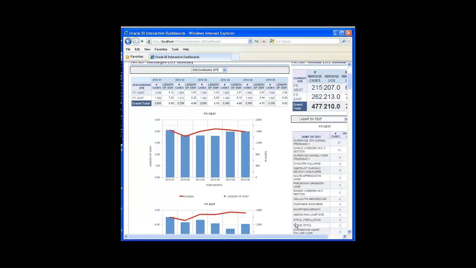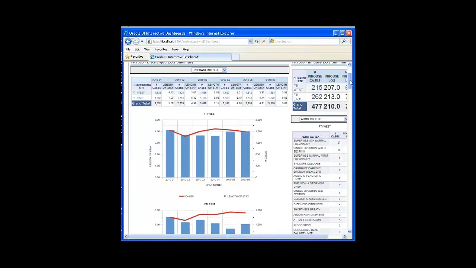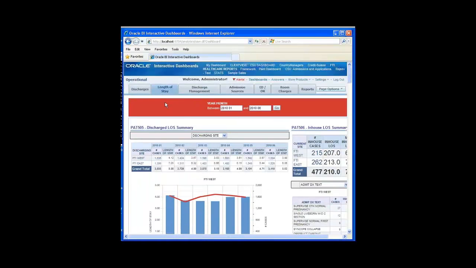information. So instead, if I wanted to see the most popular admission diagnoses for those inpatients, those in-house patients, I can toggle it quickly and look at it in that manner. So this particular page, again, looks at length of stay from both a discharge and an in-house length of stay perspective. Any questions?